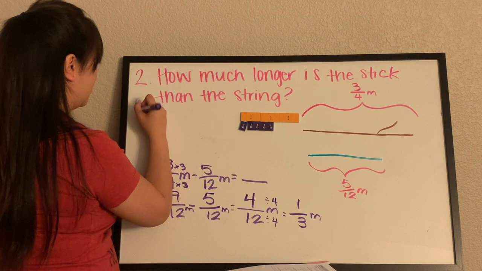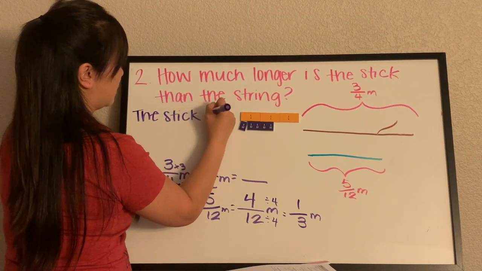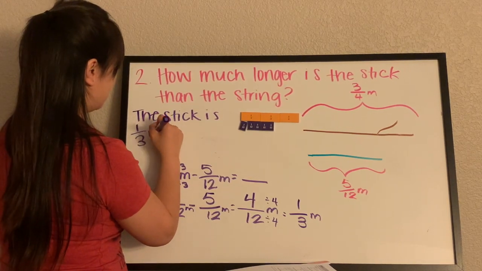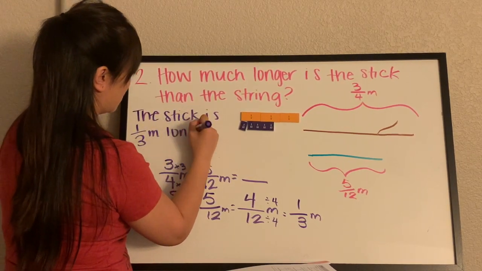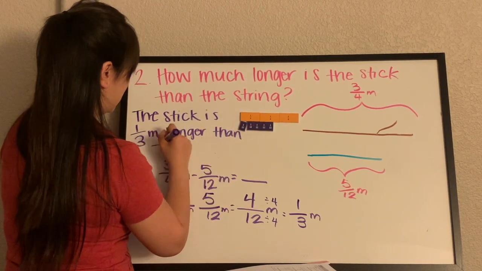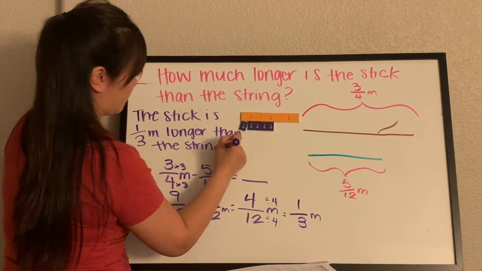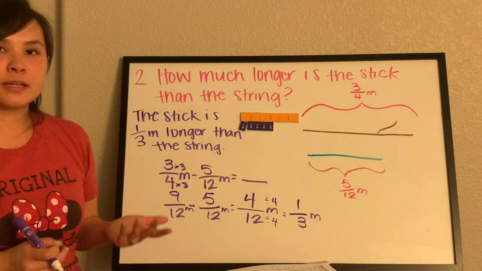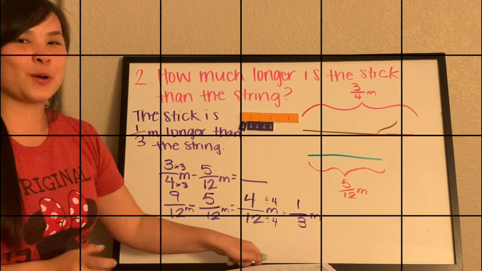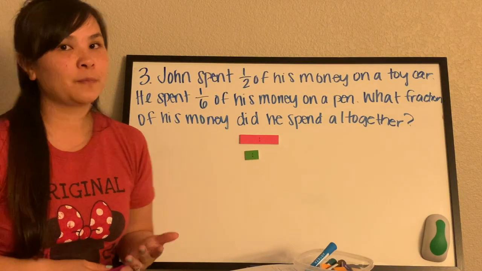So our sentence would be, I'm going to move this over. Right here. The stick is 1/3 meter longer than the string. And that completes your question number 2. Let's move on to question number 3. All right, now question number 3, our last problem of the day.